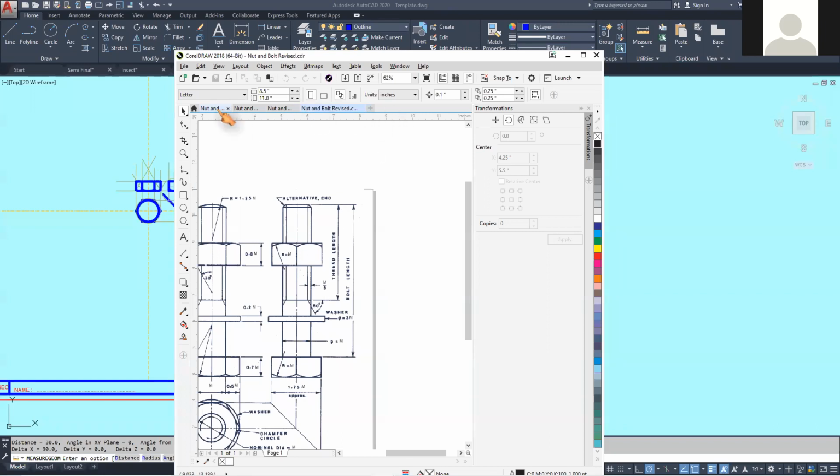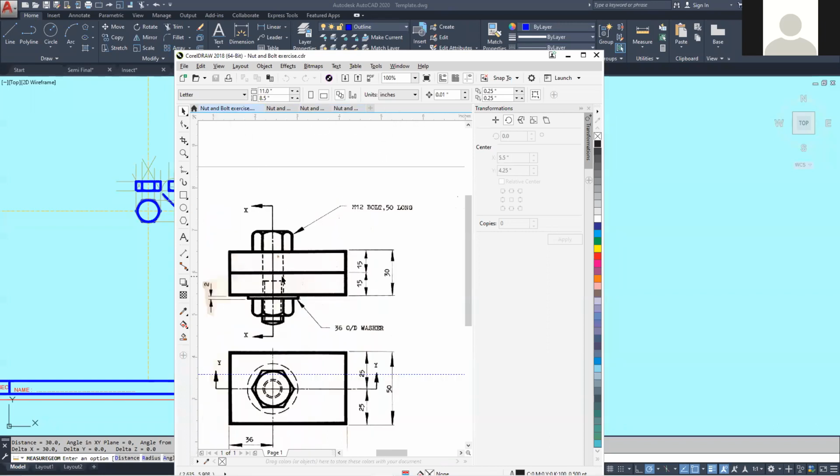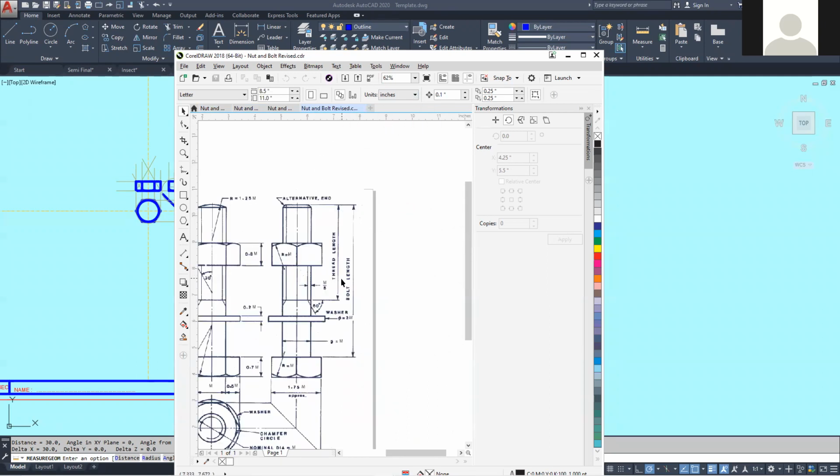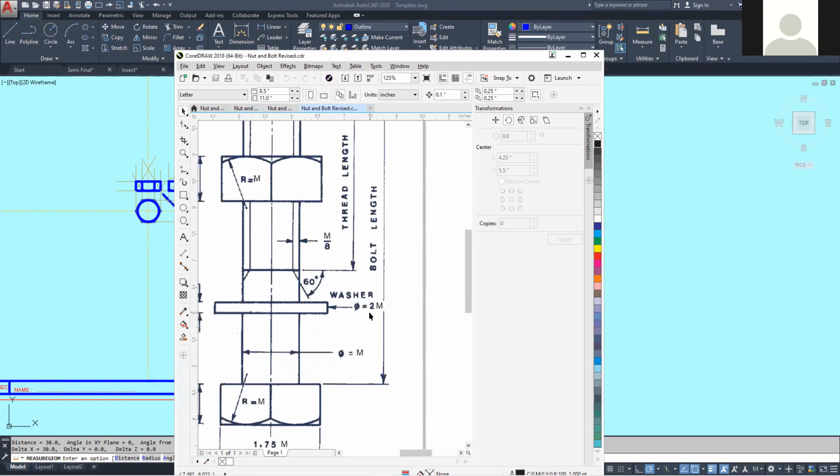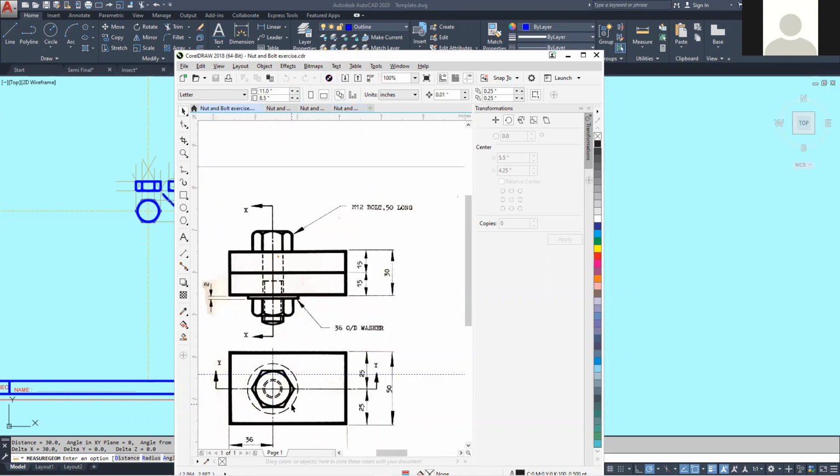Now, in this problem, they did not give a length for the thread length, because the thread length would be the length where the threads are. This portion here would be an unthreaded portion. Now, in this case, washers are normally 2M, but in this here, they give you the size of the washer. The washer is 36 OD.